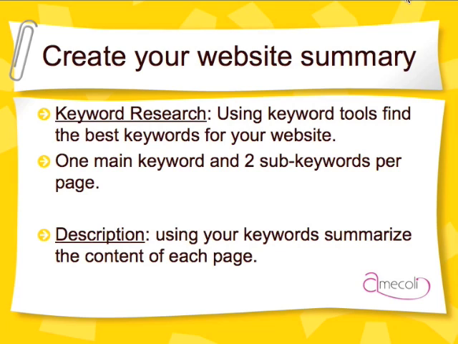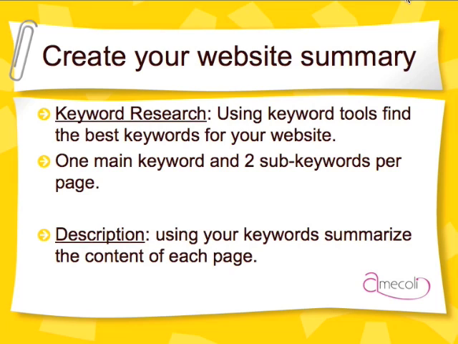Okay, so let's start. The first thing that we have to do is we have to come up with the keywords and we have to come up with a description. So to do the keywords, you have to do keyword research. You can use free tools like Overture and Google AdWords to come up with these words. It's very simple. You type your main keyword and it'll give you a suggestion of keywords that people are also using. So just choose the best keywords that you want your website to show up.